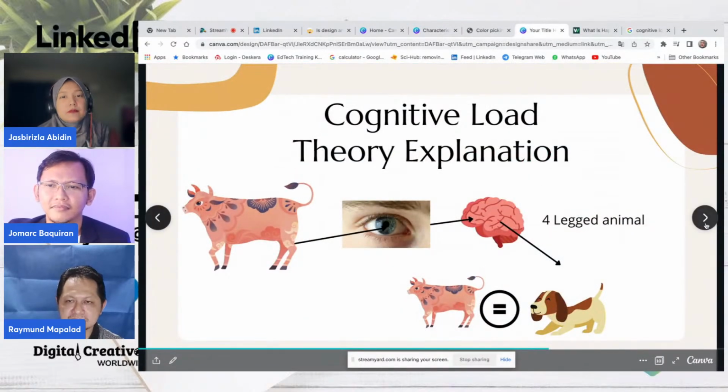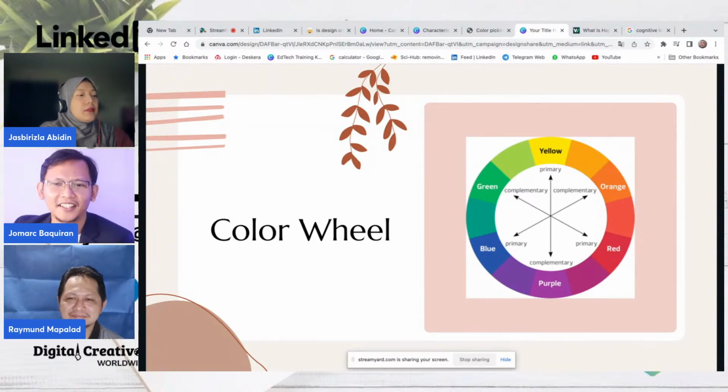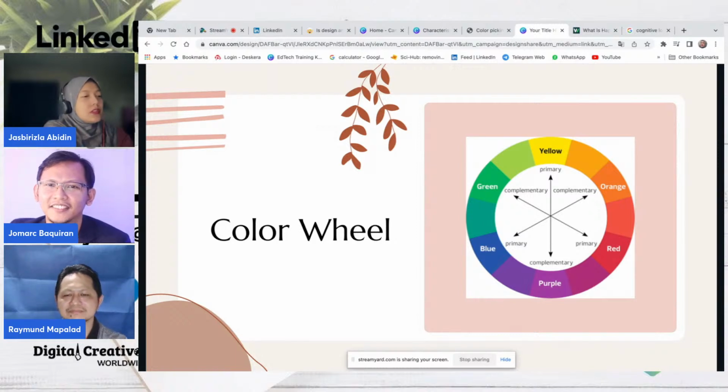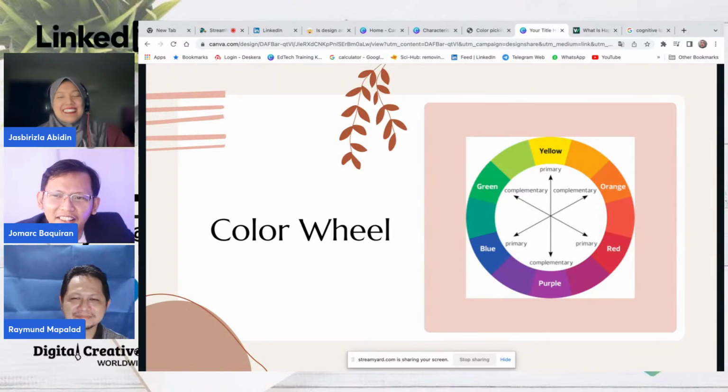And then I want to talk about the color wheel. It's one of the most popular things that I think all designers know. But I have one question. Do you know who created the color wheel? Hmm, let me Google it. I saw this wheel, what I saw is green and red. Okay.